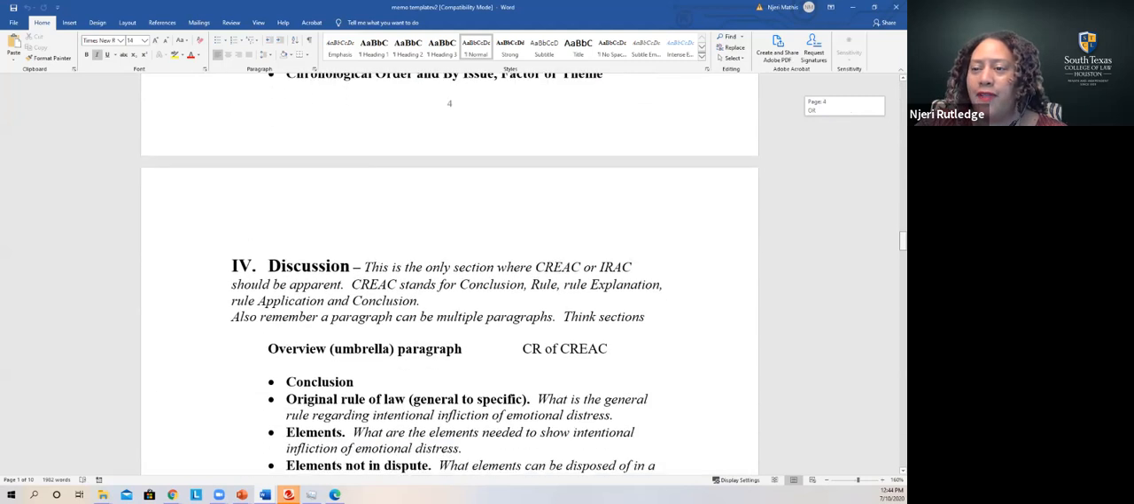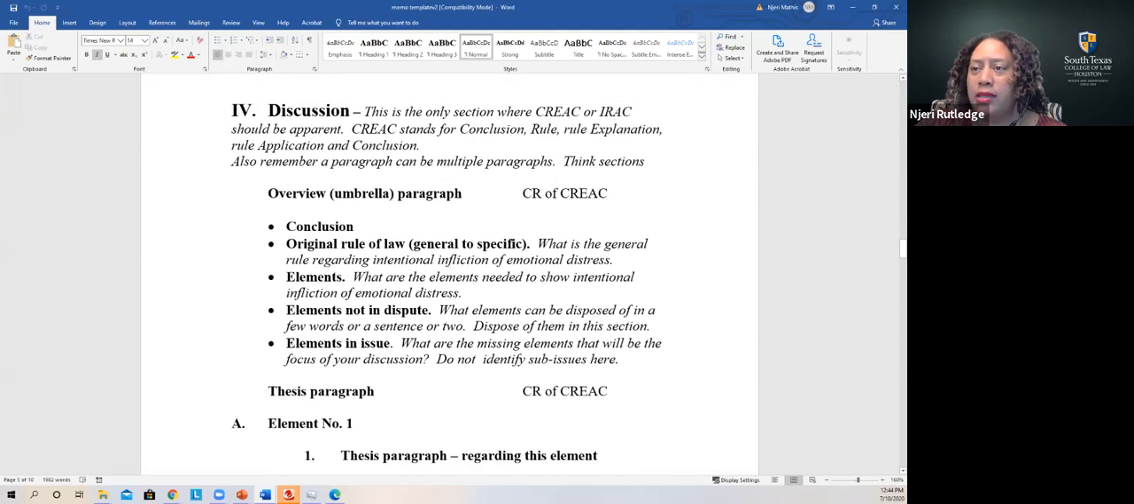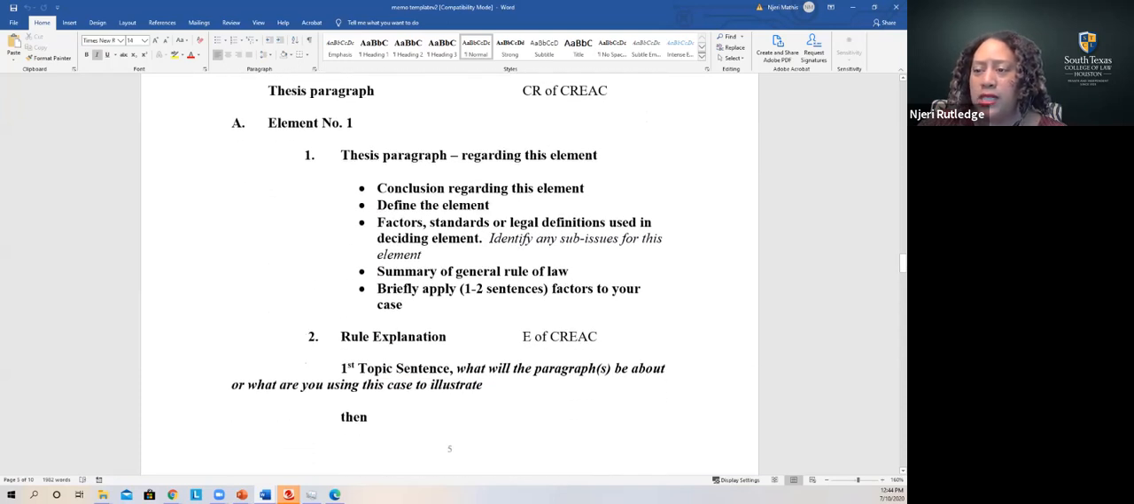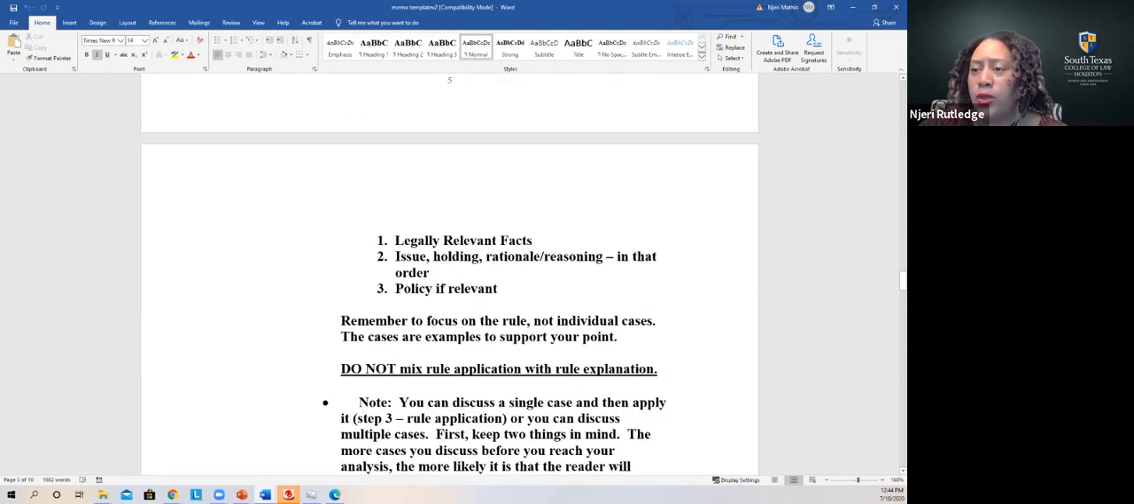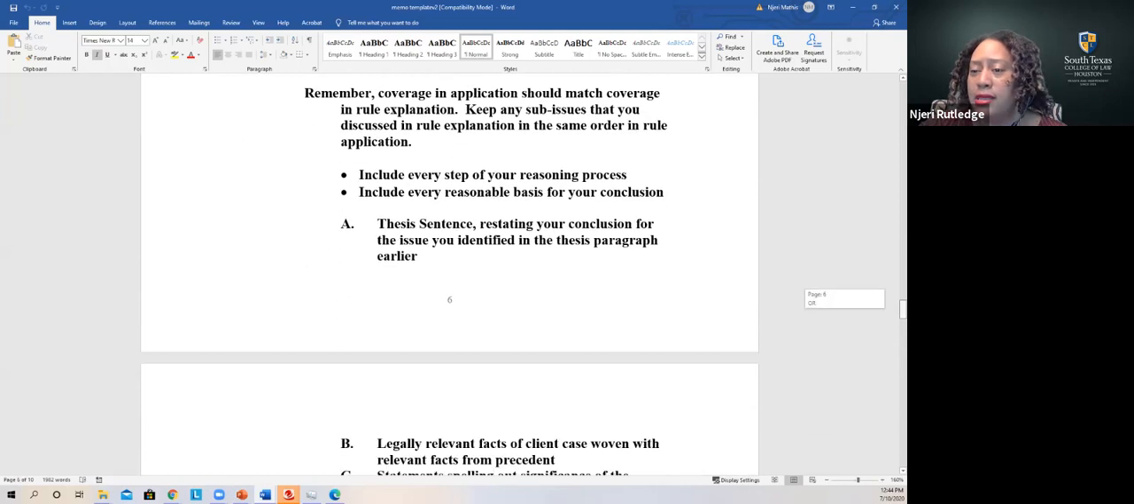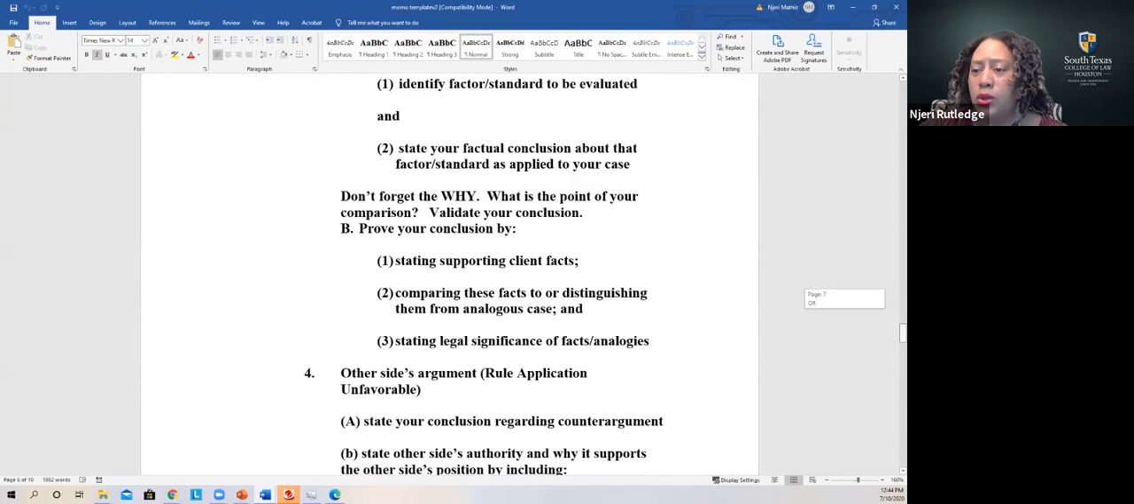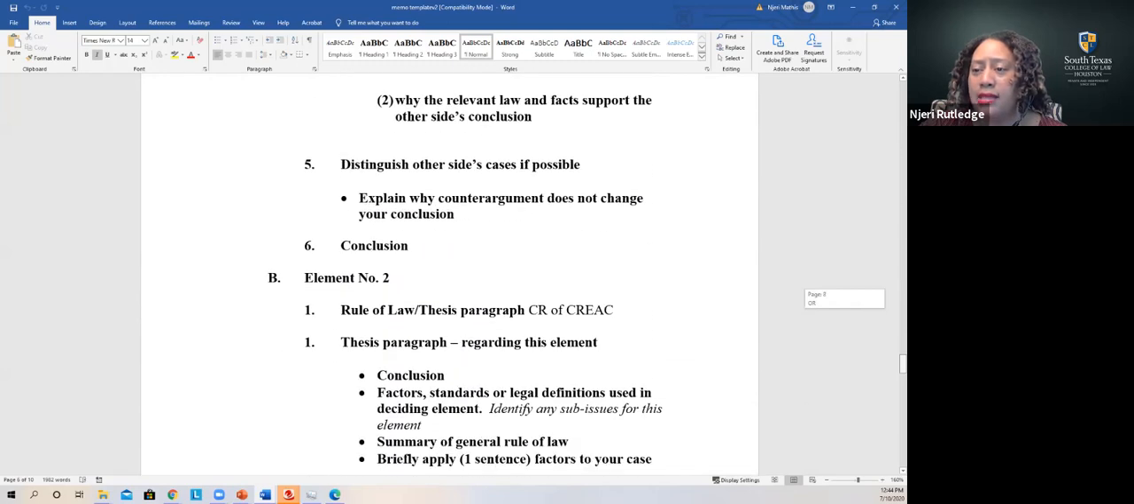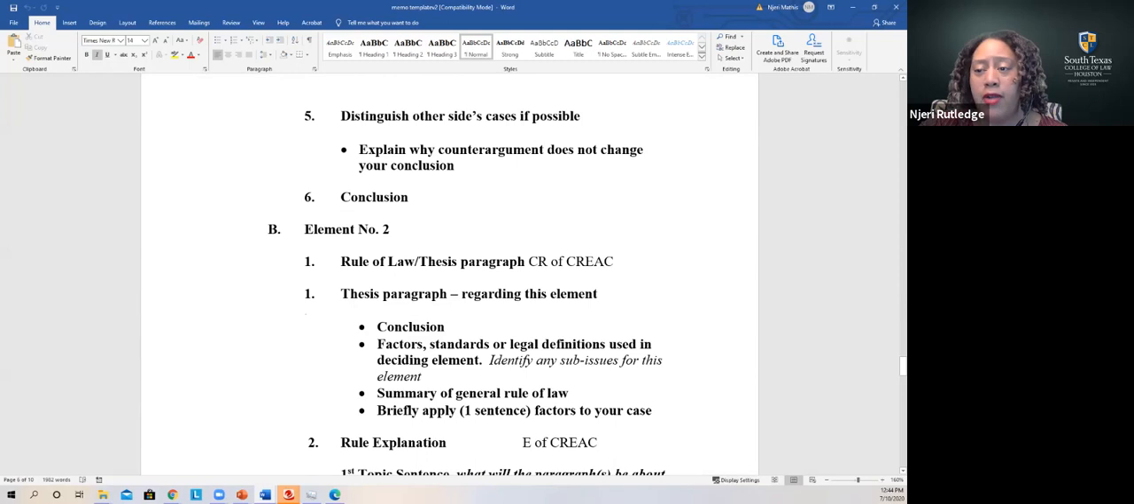Nope, I'm wrong. Page 5, the discussion. Here's your checklist. Here's what you need in the discussion. Here's the overview paragraph, CNR, conclusion, rule, elements, non-dispute. So it's really like a checklist. Thesis paragraph, element 1. What about this element? Here's what you need in the thesis paragraph. Rule explanation, topic sentence, followed by the facts, holding, and reasoning, and policy if relevant. A reminder not to mix the rule explanation with the rule application. Then going into your analysis, and I got lots of tips about the analysis, your second element, and a thesis paragraph regarding that.